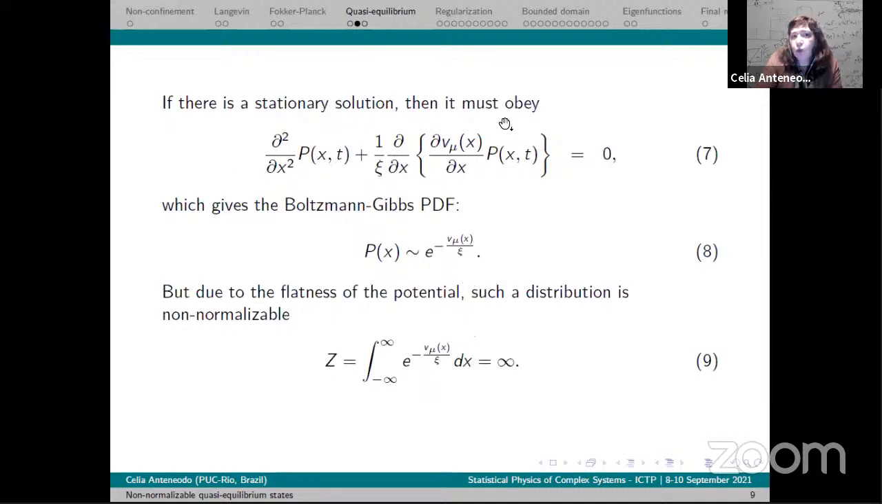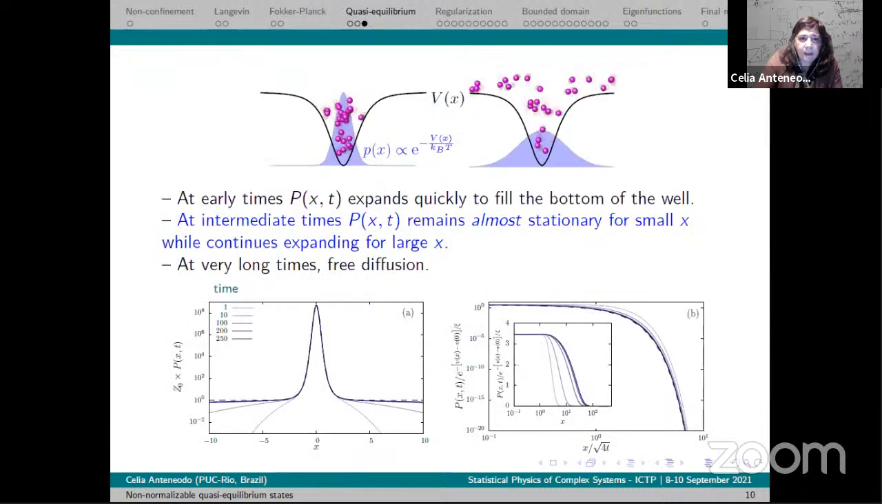So if we look for a stationary solution, of course, we will obtain a Boltzmann factor, but as I said before, it will be non-normalizable. The thing is to regularize this quantity so that we can calculate averages through a recipe.